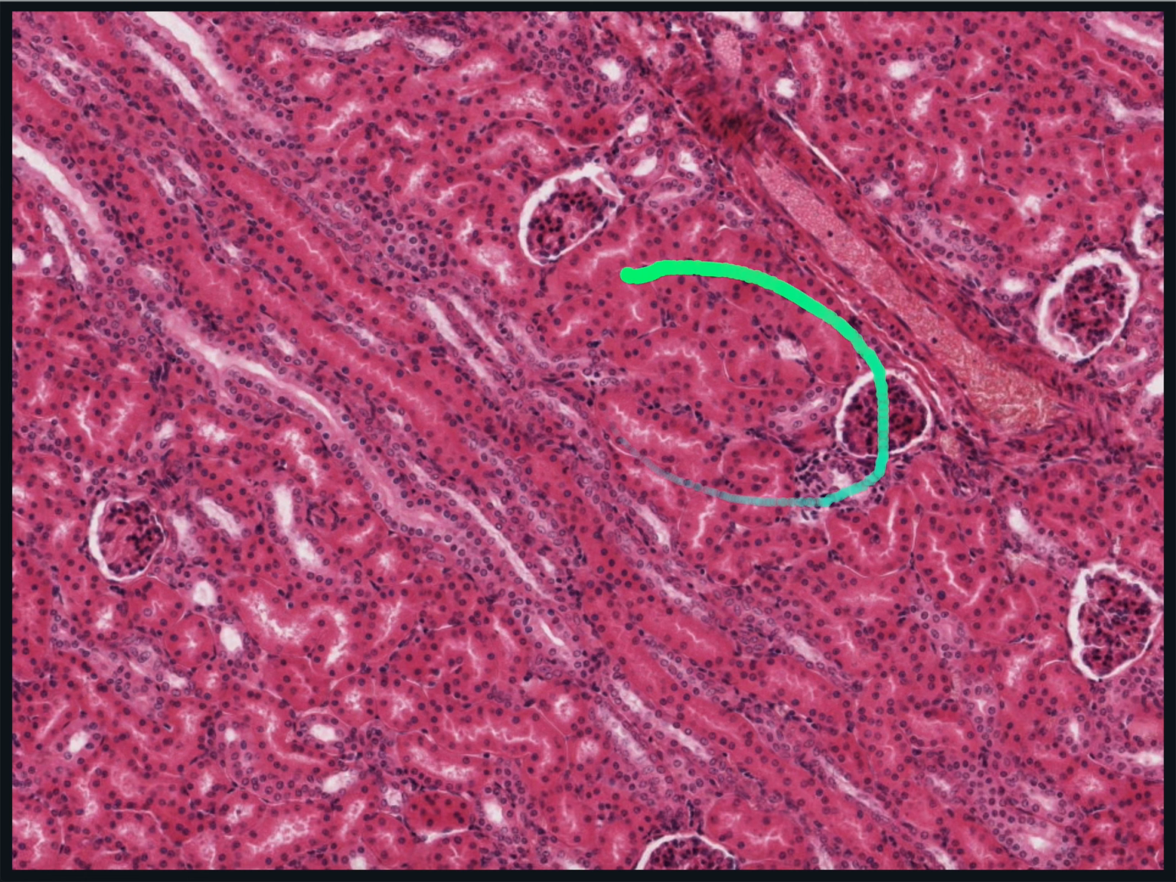Interlobular arteries branch off from the arcuate arteries and course upwards towards the capsule. They run along the boundaries between lobules, hence their name. Here is an interlobular artery.